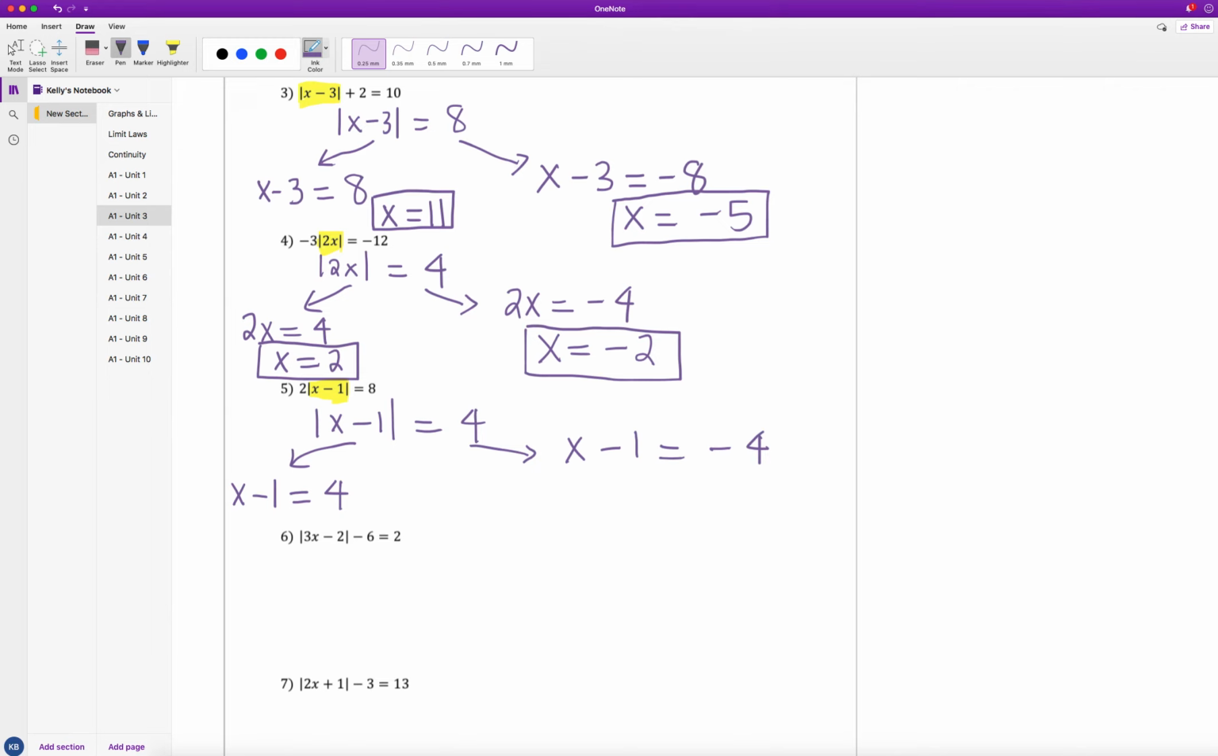From here, I can go ahead and solve both equations for x by adding 1 to both sides, and I'll get x equals 5, and I will get x equals negative 3 as our two answers for example 5.